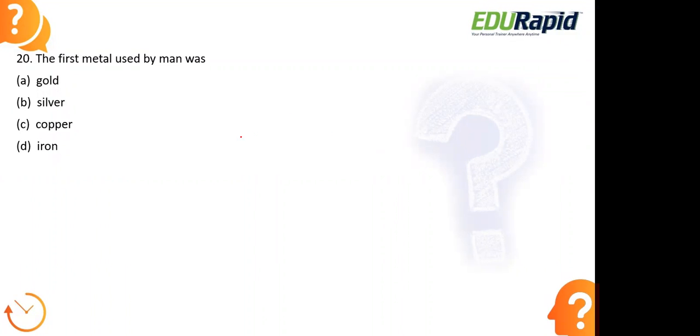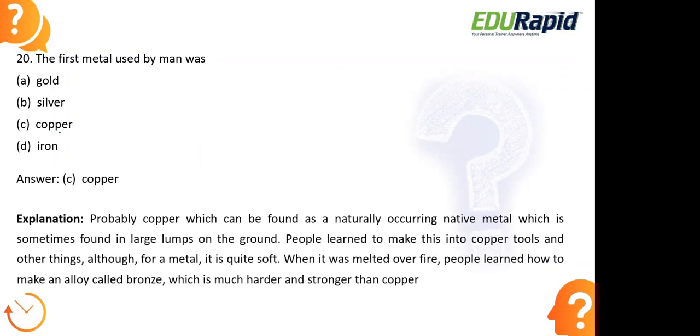Okay, let us look at the right option here. The right answer is option C. Your answer is right. Copper is the one which was used for the first time by man. Probably copper was the one found naturally occurring as a native material. It is a native metal which is available in its original, purest form, completely as copper itself. So this was actually used by human beings.